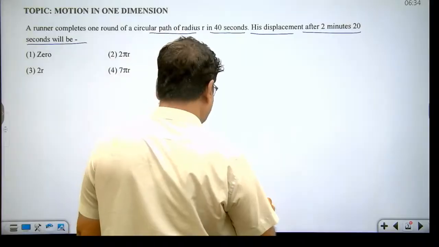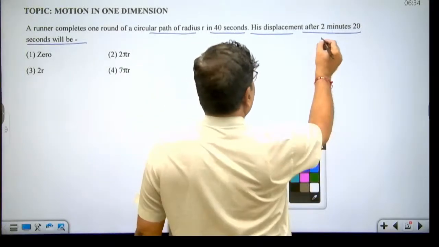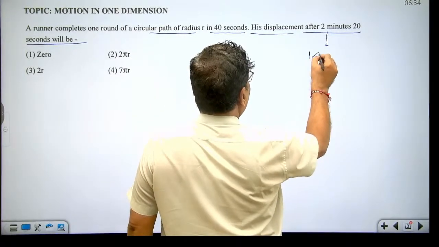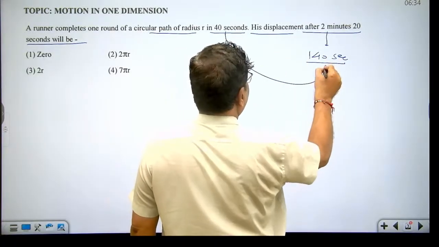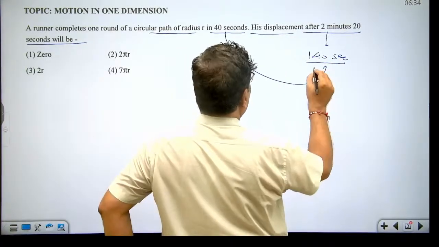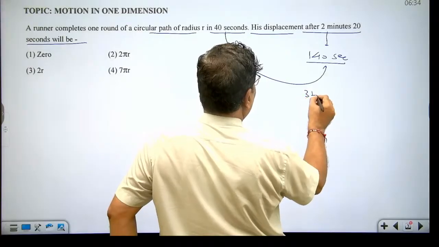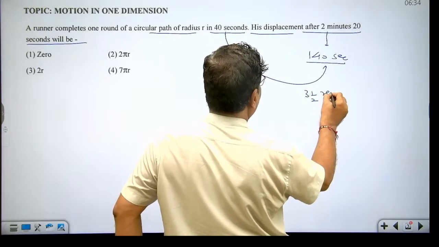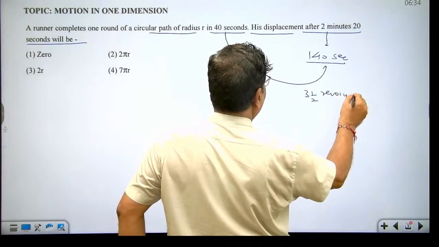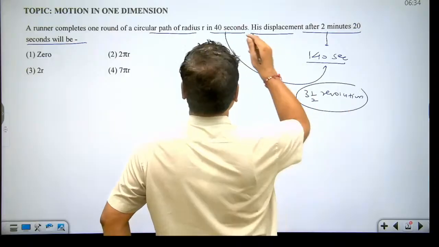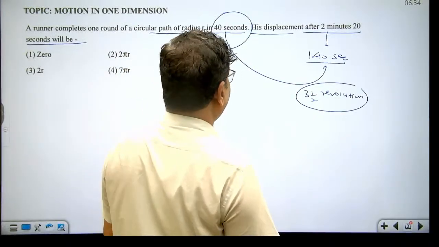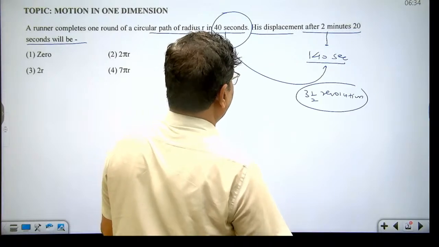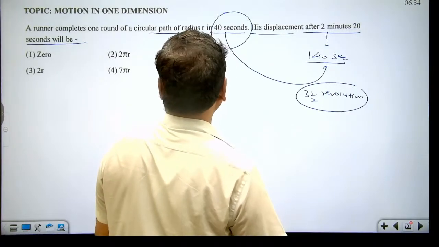2 minutes means 2 into 60, 120, plus 20. This is equal to 140 seconds. 140 seconds means how much? He will make 3.5 revolutions, because in 40 seconds he makes one revolution. So in 140 seconds, 40 into 3 is 3 revolutions, and 20 seconds remaining is half a revolution.